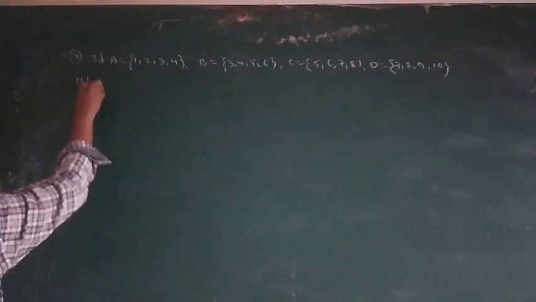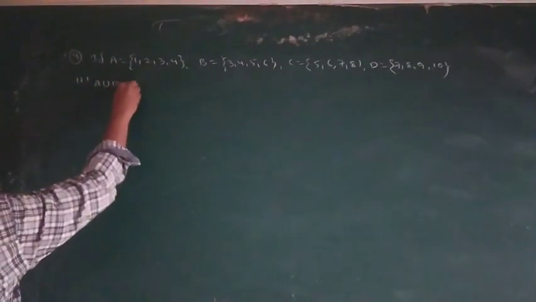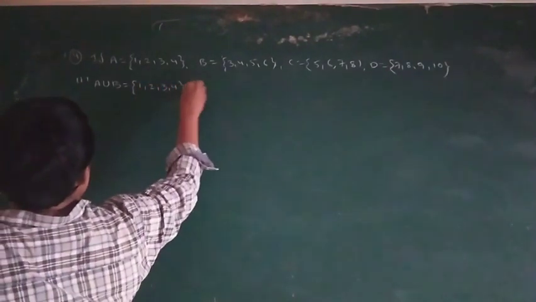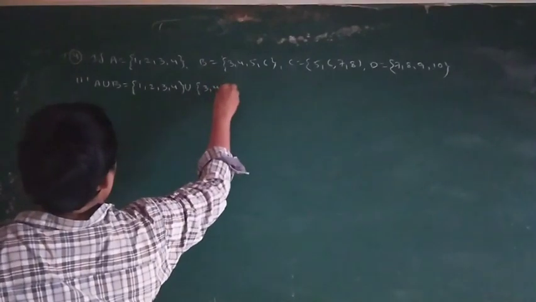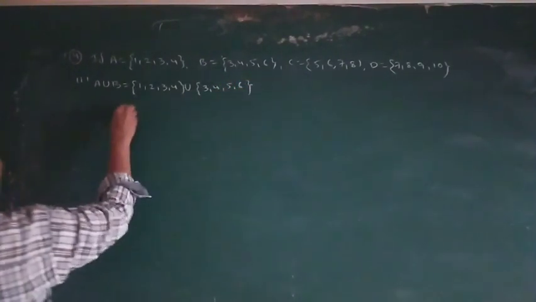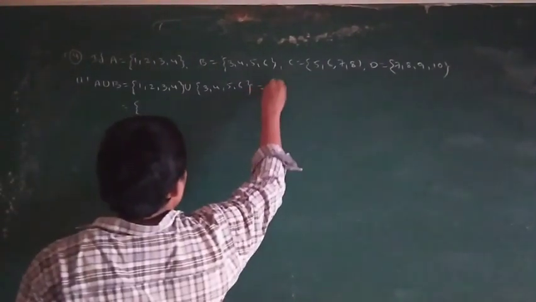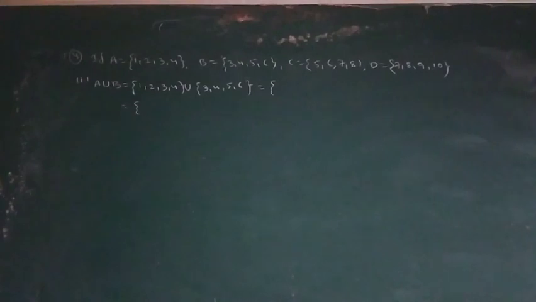First bit, A union B. A union B is equal to what? A is 1 2 3 4, union B, 3 4 5 6. What is the union? Combine all the elements of the given sets, and the repeated elements are written down only one time. We have to write them one time.